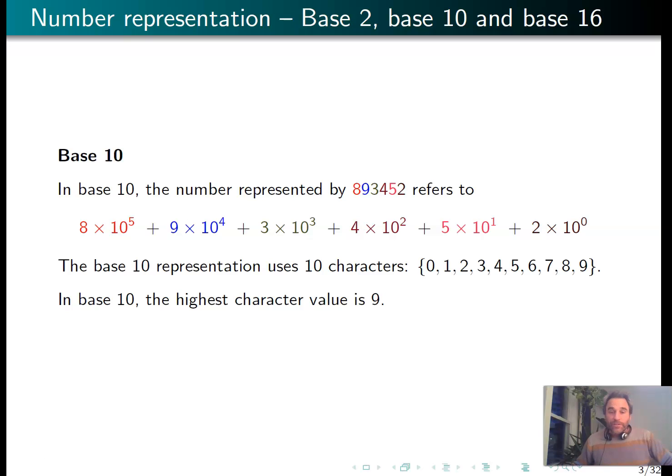So the base 10 representation uses 10 characters. So the characters 0, 1, 2 up to 9. And in base 10, the highest character value is 9.